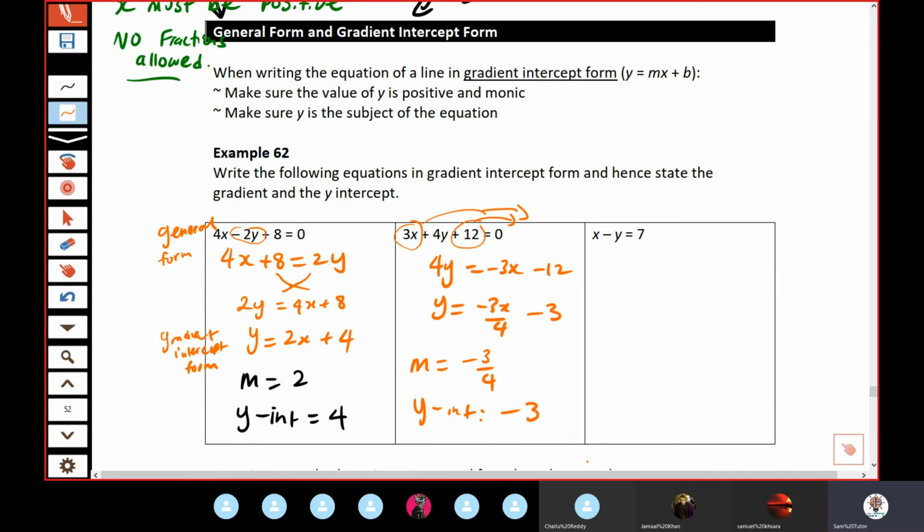Good work. All right. Let's try it again. Let's try from the bottom. Let's try Liam. X minus y equals 7. Bring the minus y over to the right side and then bring the 7 over to the left side.